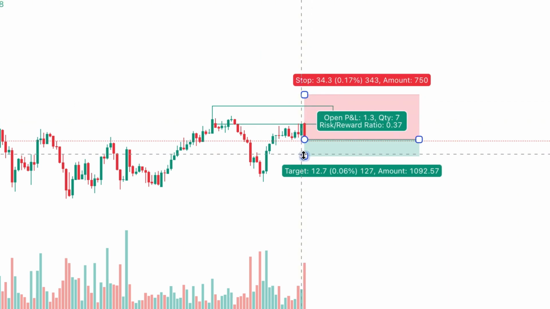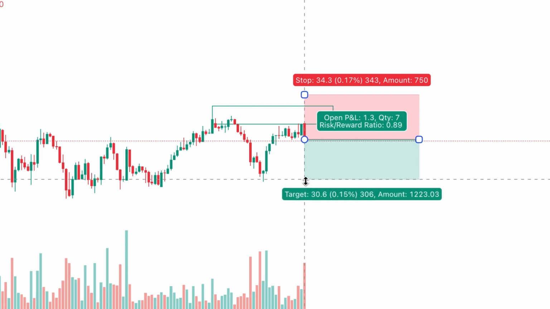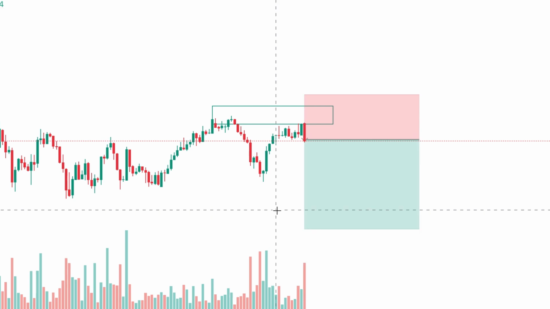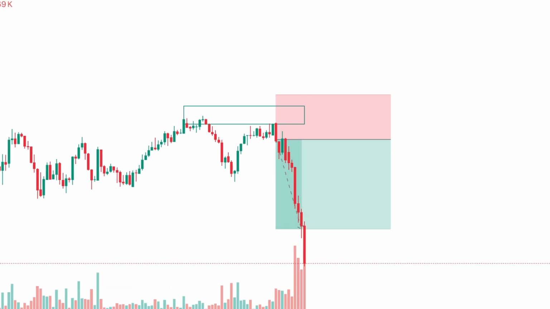And once you're in the trade, your take profit should be set at twice the level of your stop loss. So this gives you a 2-to-1 risk reward ratio, which is a solid benchmark for any trading strategy. And in this example, the market opened and the price quickly moved down to hit our target.